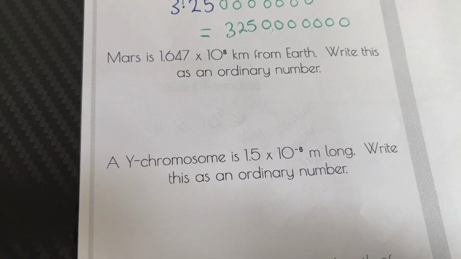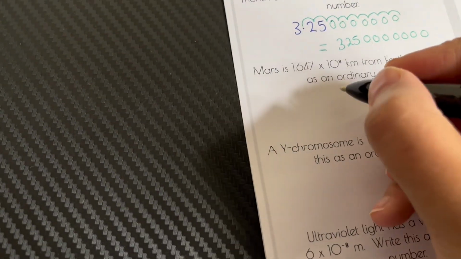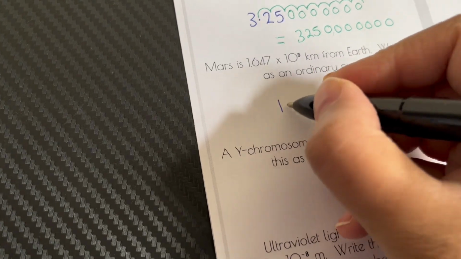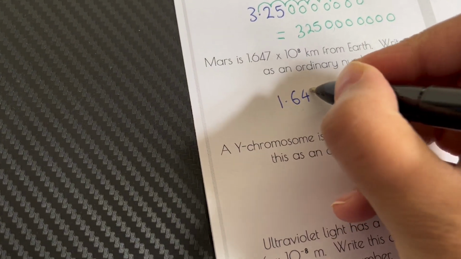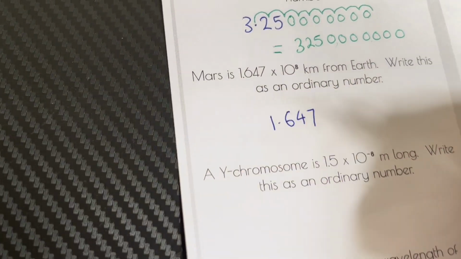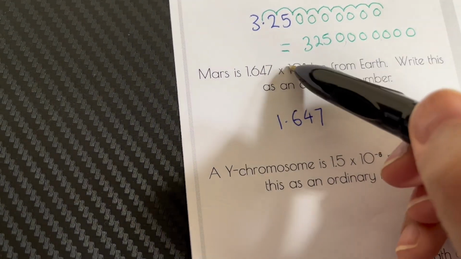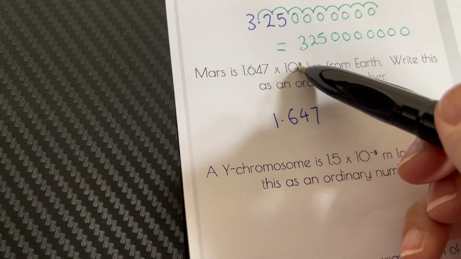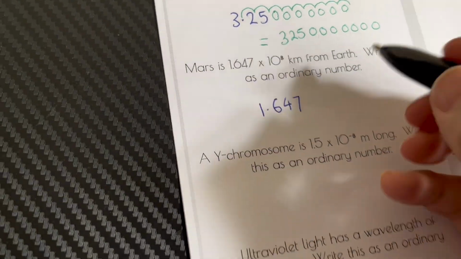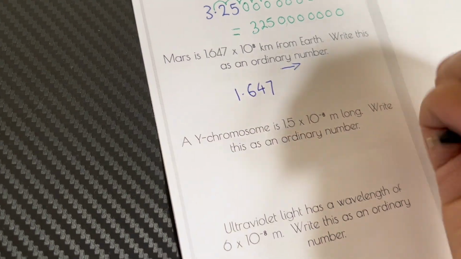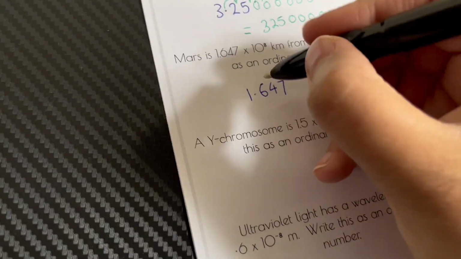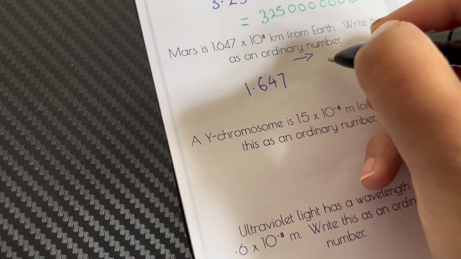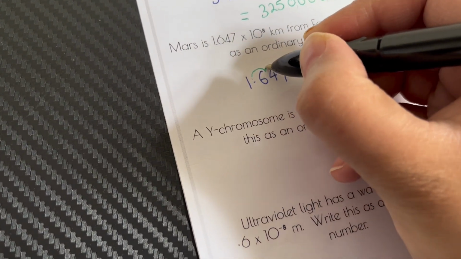Write this as an ordinary number. So again, we'll write our number. It's 1.647, and we know that it's going to be multiplied by 10 to the power of 8. It's a positive 8, therefore moving to the right again and making our jumps. With my green pen, I'm going to start from where the decimal point is and move it 8 places. So make 8 jumps and see where it lands us.